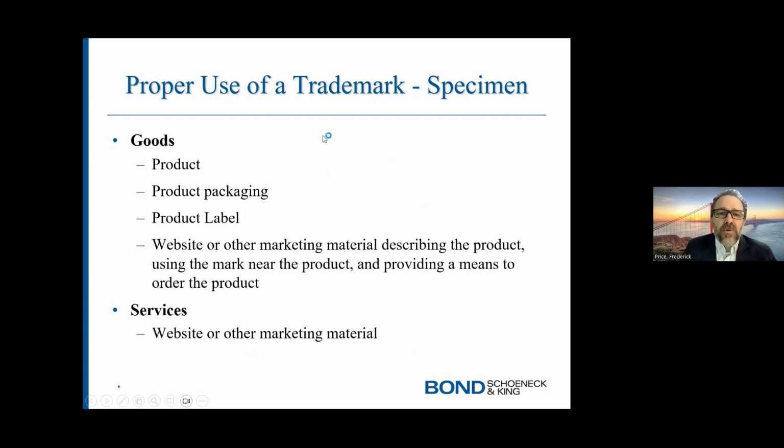Okay, so proper use of a trademark for goods: the mark needs to be used on the product or the product packaging, preferably. It can include a product label. It can also be used on a website if you're selling goods. But if it's used on a website, there also has to be a means for ordering the goods. So if the mark's just used on the website, and you're selling coffee mugs, for example, there has to be, preferably, a button to buy, like a Buy Now button. For services, it's easier to show proper use, and it can be used on a website or other marketing material that describes the services. So the mark plus a description of the services will be a proper specimen.